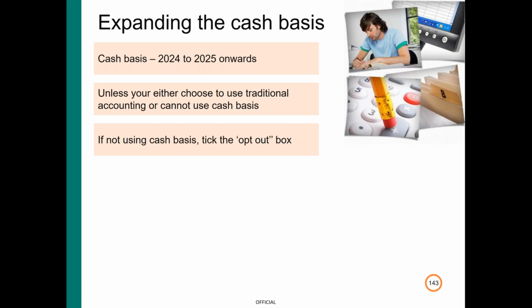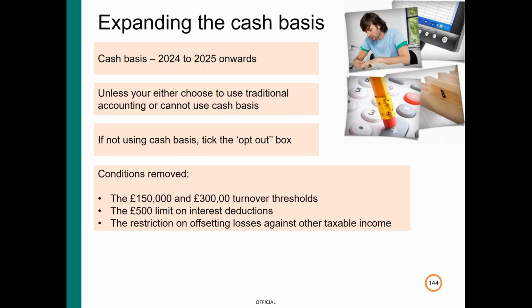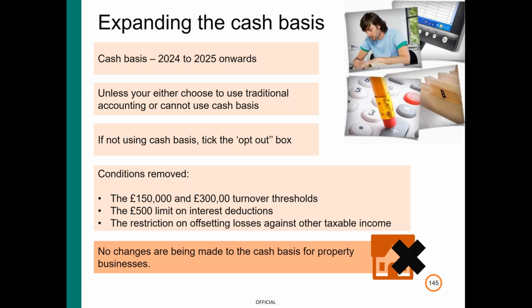There are changes to the cash basis from April 2024, which will make it easier for many businesses to use. The previous upper turnover limit and restrictions for loss-making businesses and for interest payments are removed from the 2024 to 2025 return due by the 31st of January 2026. These changes only apply to the cash basis for trading income. No changes are being made to the cash basis for property businesses.